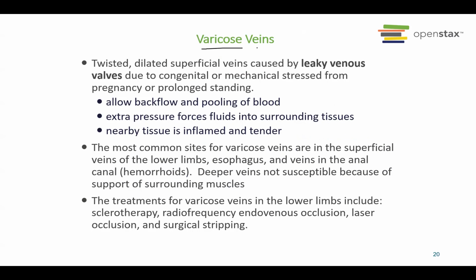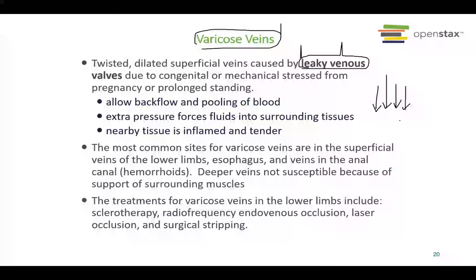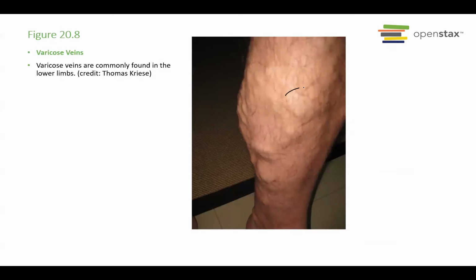We already mentioned this, varicose vein, which is a leaky vein. So the valve is actually leaky. And then what happens? The blood will go down and cause the vein to become bigger. And we can see that here. So this is actually a varicose vein, where the vein is leaky. So this is on the leg.